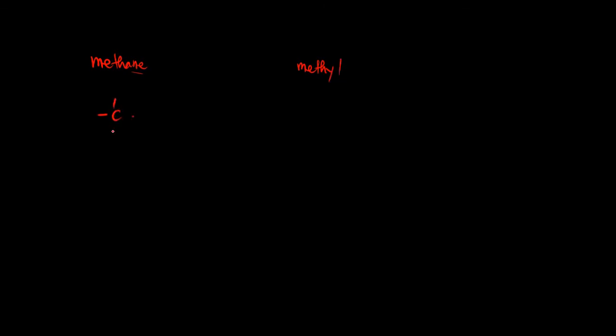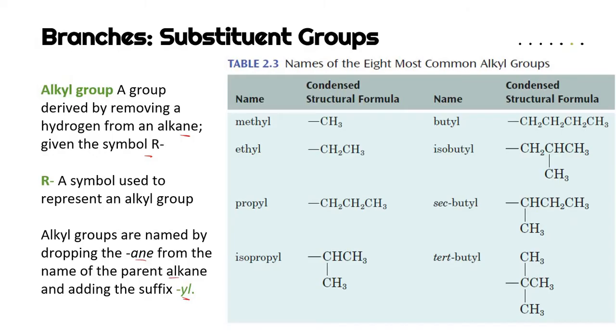The methane has 4 hydrogens around it. The methyl, since we are to remove 1 hydrogen, only has 3. And this side here now is free to bind to be a branch to any long chain. These are the 8 most common alkyl groups.